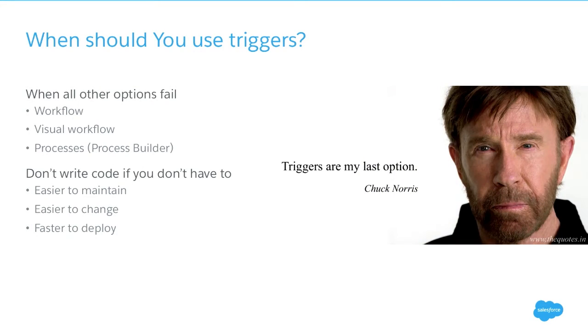The platform gives you plenty of options to do similar logic than triggers, like workflows, visual workflows, and processes. I'll go into detail on those options after this. But basically, if you can do it declaratively, meaning point and click, you should not write triggers. The reason is, if you write code, you need to maintain it, you need to write tests. It's a little bit slower to deploy, and it's also a little bit harder for your admins to update your application. So it's easier to just have declarative whenever you can. Basically, triggers should be your last option.